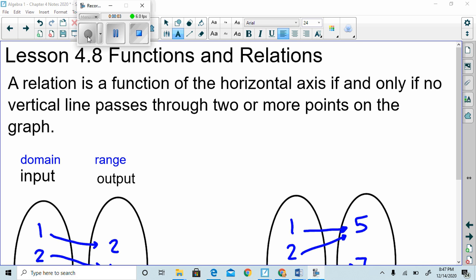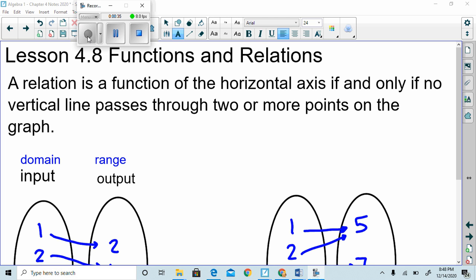I wanted to spend a little time on talking about functions and relations. Now, when we pair numbers from a domain with a range, we have a relation. There are certain relations that are specific in that they have a condition that for every domain value there's exactly one range value, and those are referred to as functions. And we covered this briefly in an introductory chapter back in chapter 1 or 2. I'm going to just spend a little more time on it today.